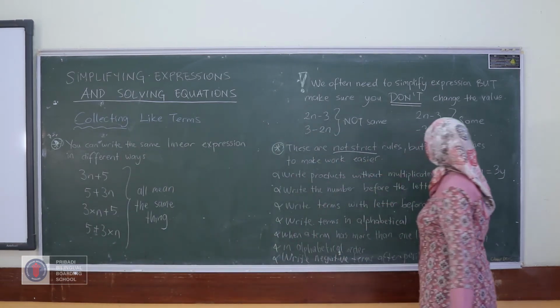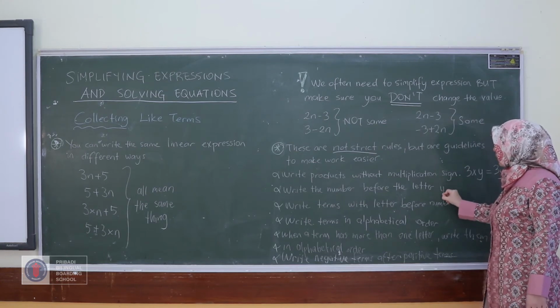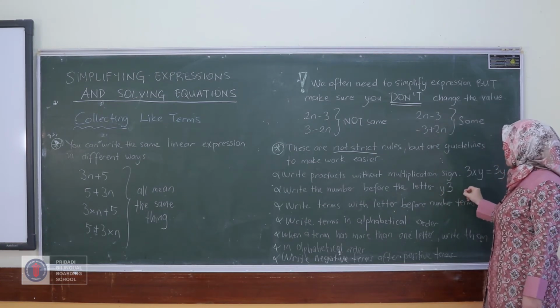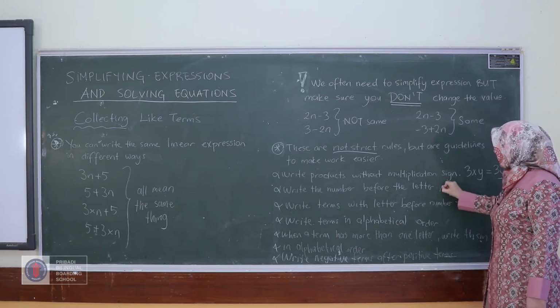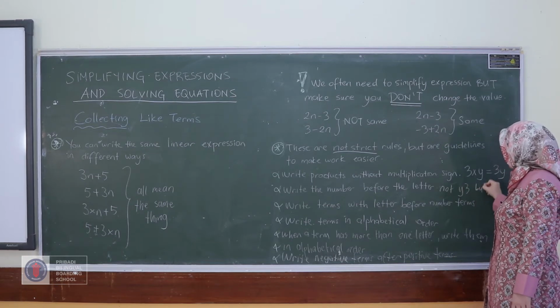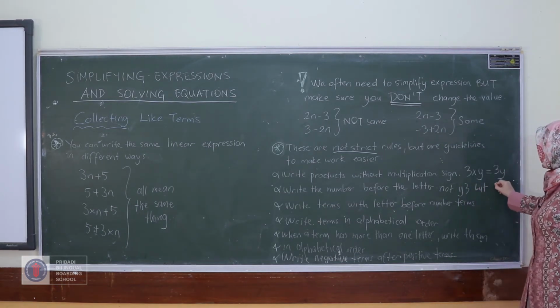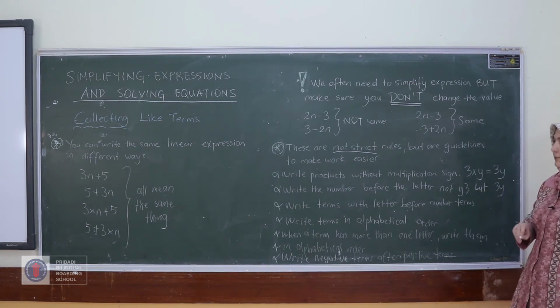And the second one: write the number before the letter. For example, we don't write y3, but we write 3y, okay, to make it easier.